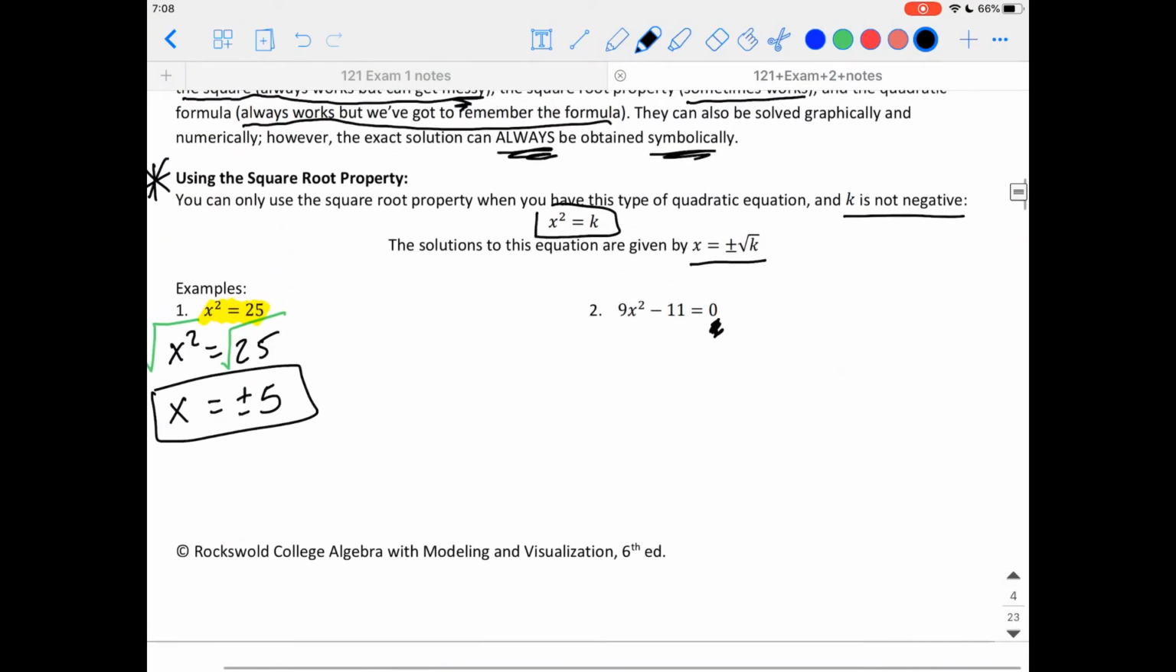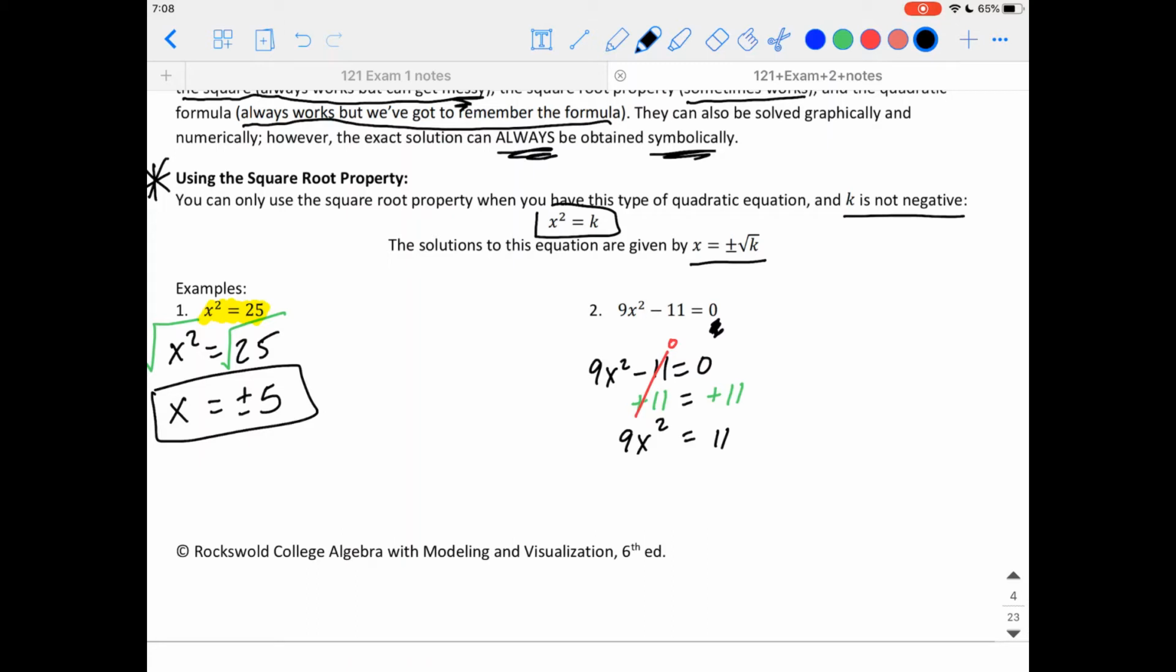All right, so I have 9x squared minus 11 equal to 0. I want the x by itself. The first thing that's got to go is that minus 11. To get rid of a minus 11, I'm going to add 11, and I add 11 to both sides to keep the equation in balance. So 0 plus 11 is 11. The negative 11 and the plus 11 technically simplify to 0, and on the left-hand side, I'm left with 9x squared.